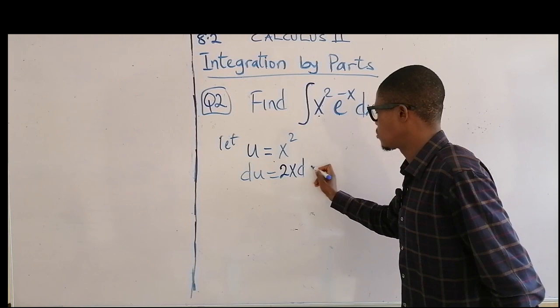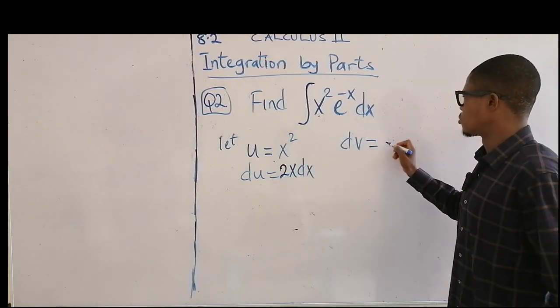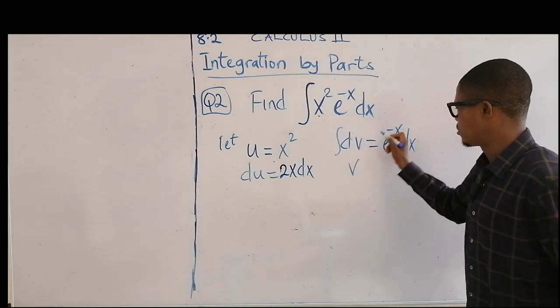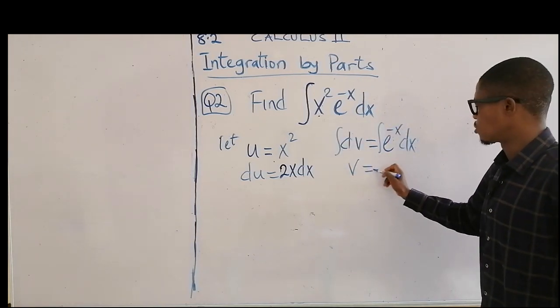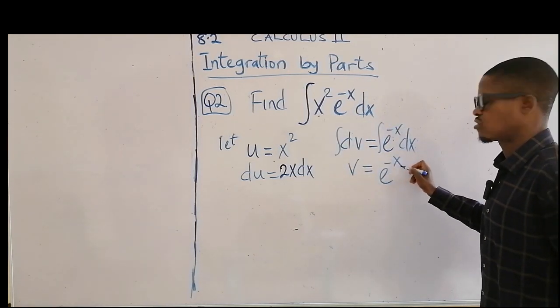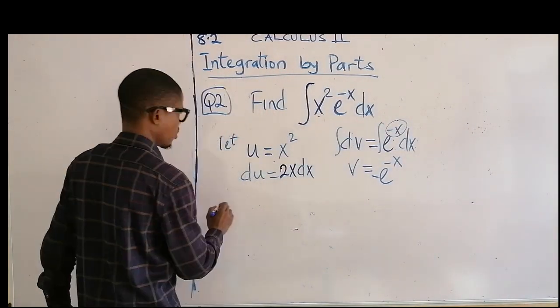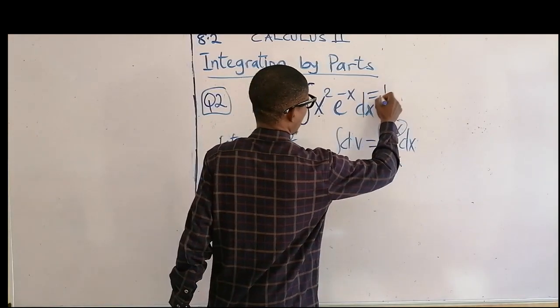2x dx. And then the v is equal to this function. So for v, we integrate this. So we have v equal to what? Exponential to the power minus x. Okay, then let's now plug in our formula. So we now have equal to our question. We can call this question I.